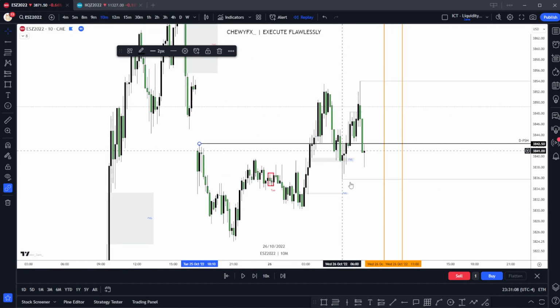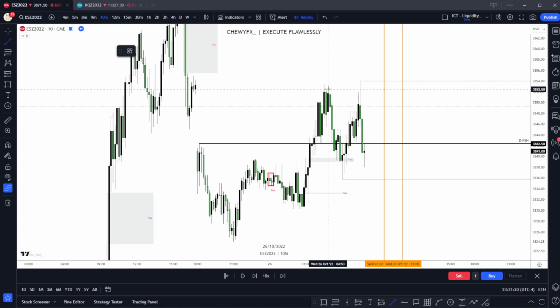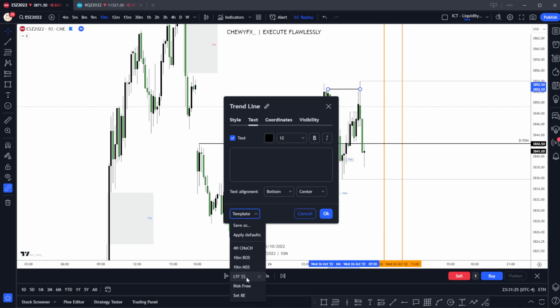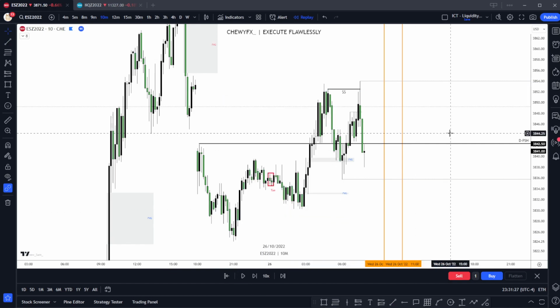So noting here, we did break that session high. We returned to the session high. Market reacted, but market ultimately failed to break structure. We can see that very clearly here with the wicks there. Very, very strong liquidity was swept there.